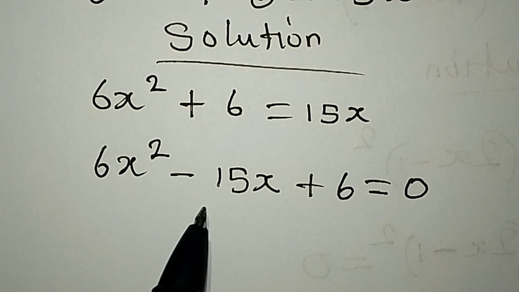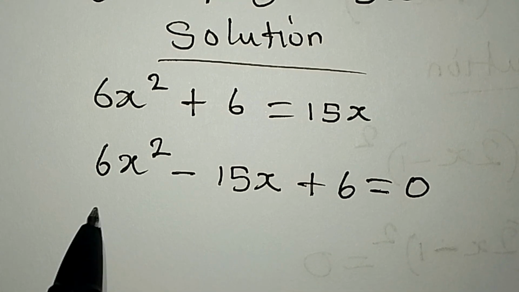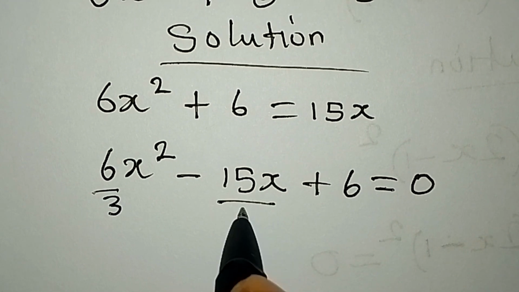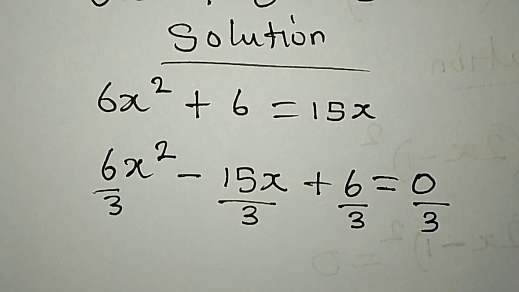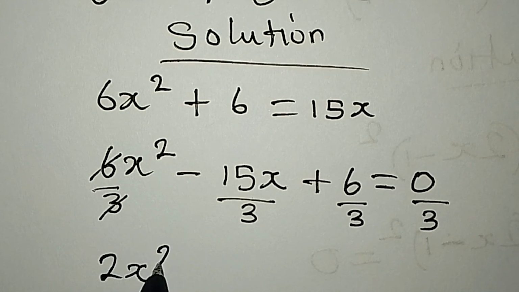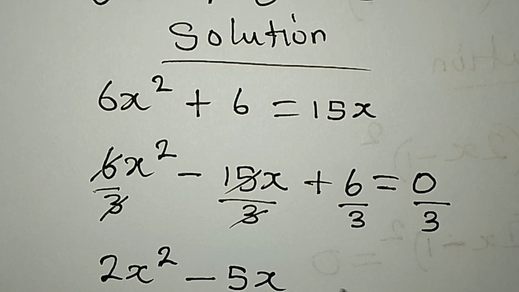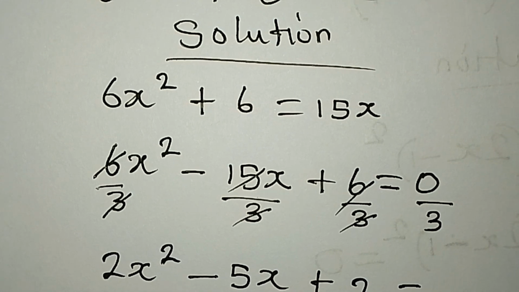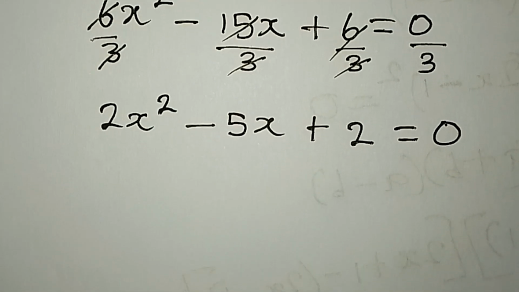Now you can decide to deal with this, or you reduce this to a simpler equation. 3 is common to all of them, so I can divide this by 3, divide this by 3, divide this by 3, and I can even divide 0 by 3. So this will go there, and I have 2x squared. Minus this will go here, and I have 5x. Plus this will go there, and I have 2. So this is now equal to 0, because 0 divided by 3 is 0.